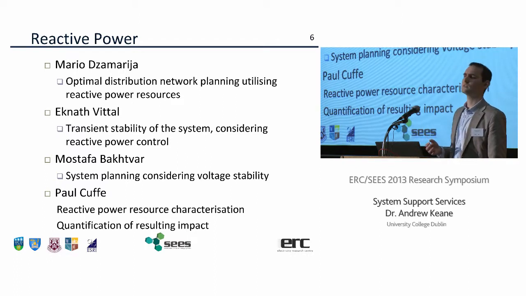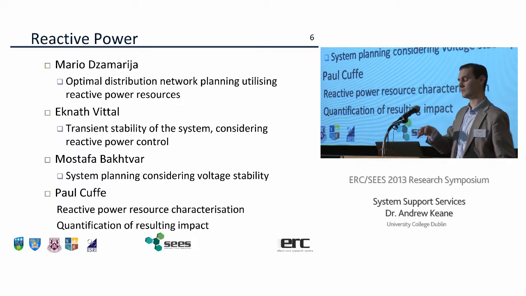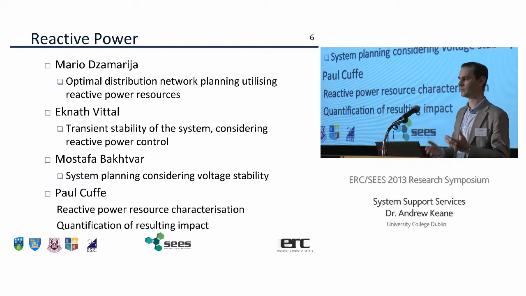So if we think back to the fact, as I mentioned, that wind farms are connecting to the distribution system, we now have a lot of distributed generation. We have a lot of distributed reactive power resource out there. How do we characterize that? How do we consider that within our planning methods, both on distribution and also on transmission? So that's something that Paul's going to talk about more.